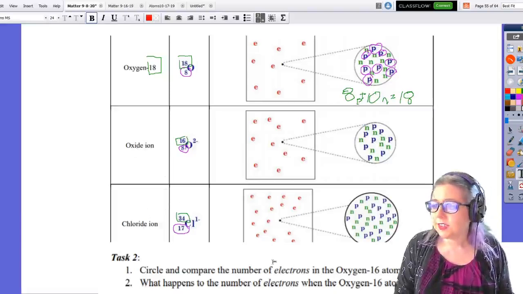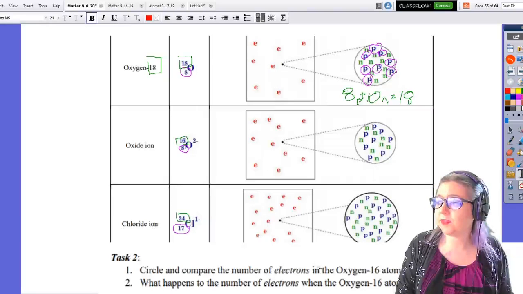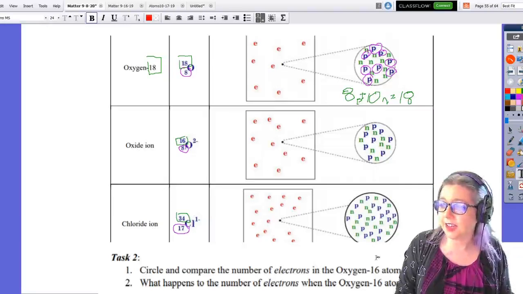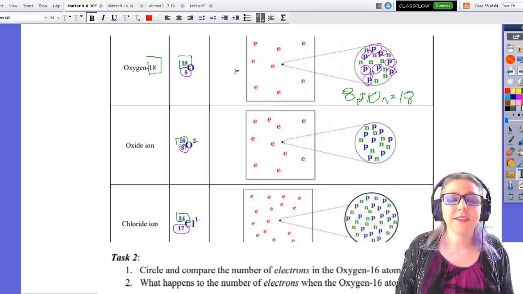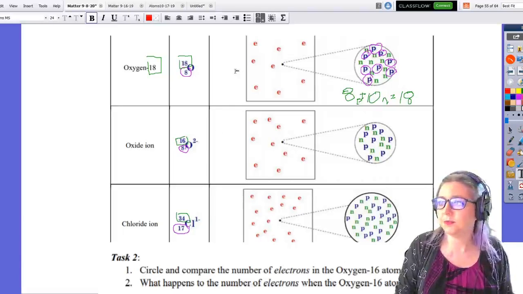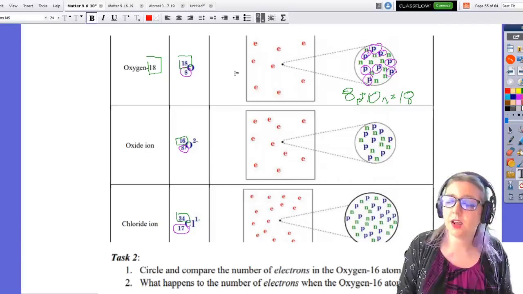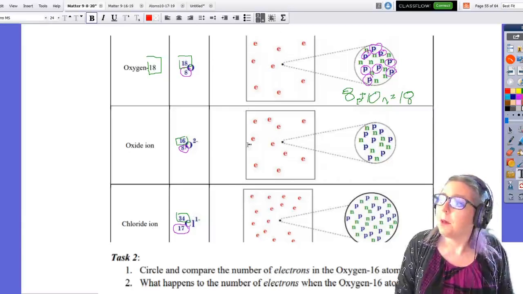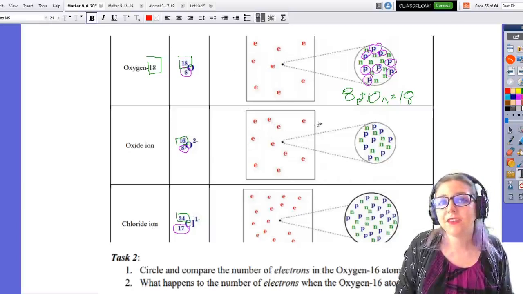So then, task 2 said to circle and compare the number of electrons in the oxygen 16 atom and the oxide ion. I'm going to let the oxygen 18 stand in for the oxygen 16 here. If I count my electrons, I have 8 electrons in my oxygen 18 or oxygen 16 atom. But when I count my electrons in my oxide ion, now I have 10 electrons. So to compare them, I have 8 versus 10.